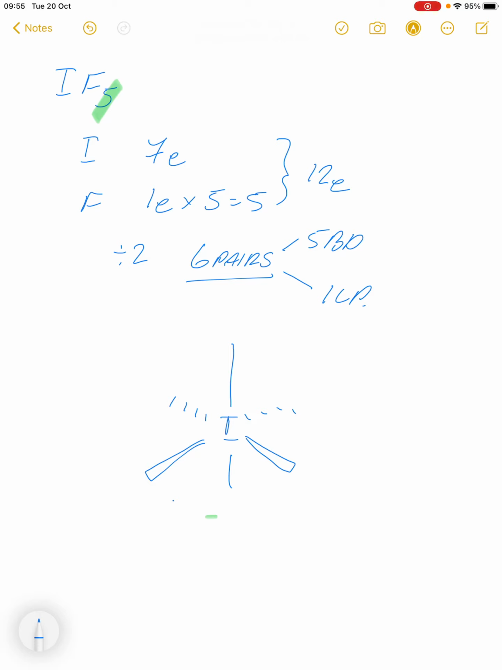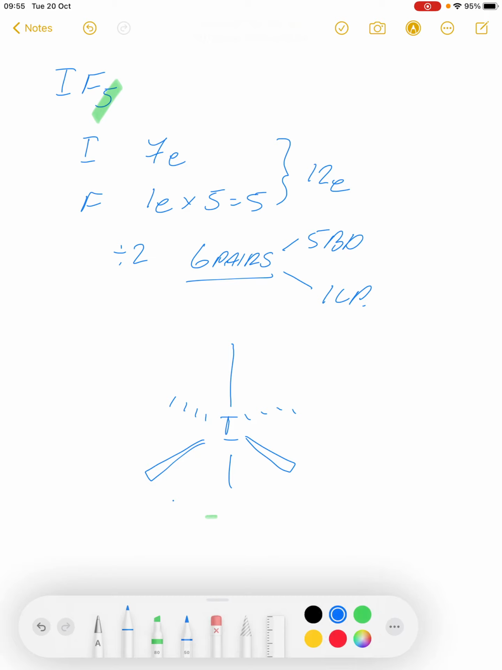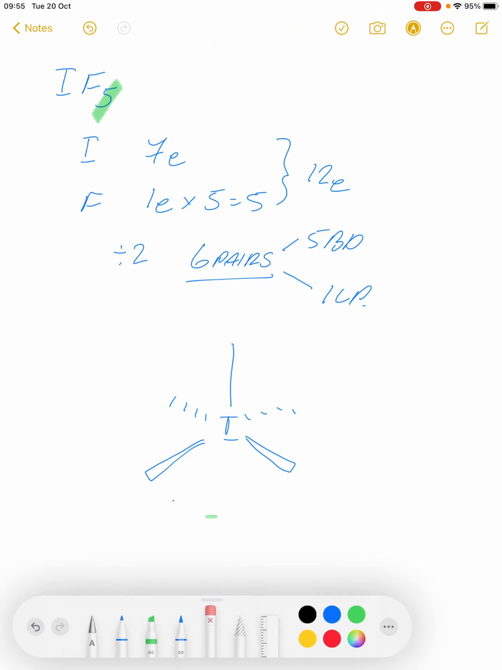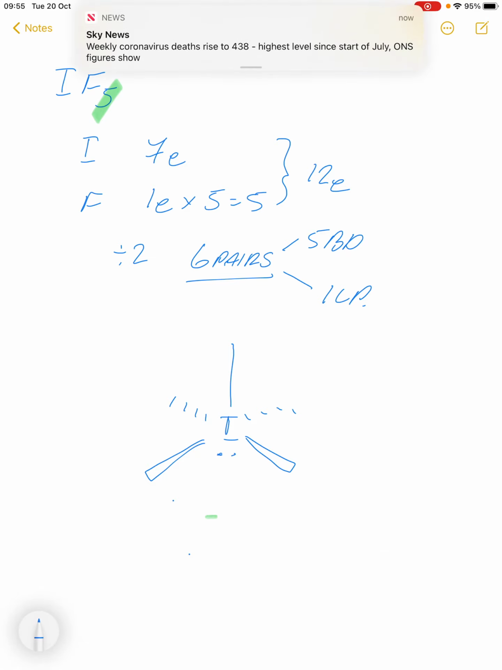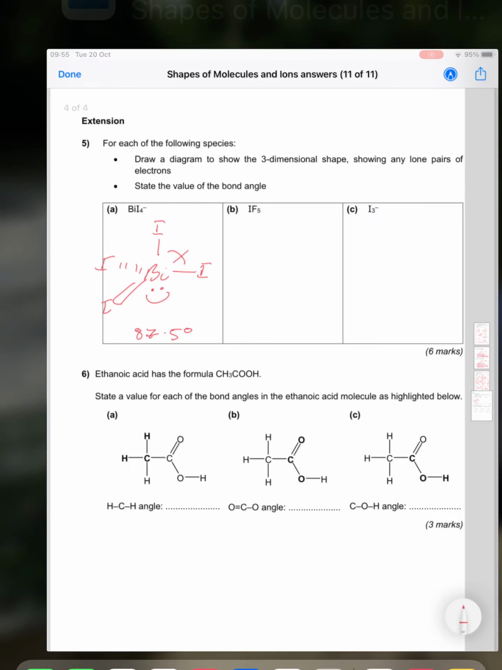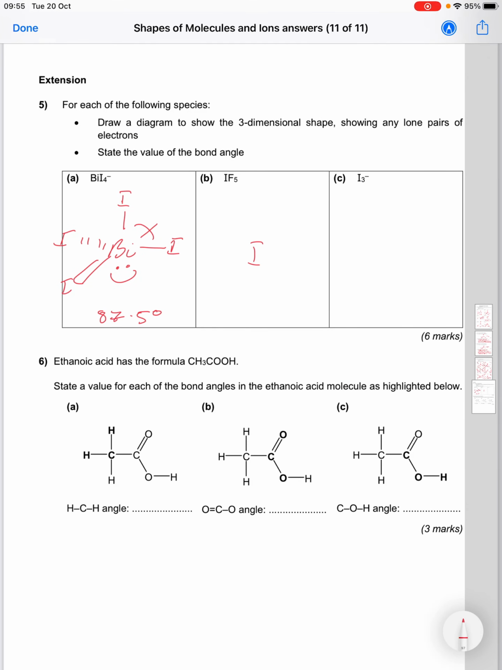And again, it doesn't really matter which one I remove, as long as it kind of looks okay. I'd remove the bottom one, which gives me this here. Put my fluorines on in the other positions. I'll just draw those straight into here now. So iodine, fluorine, lone pair at the bottom there.